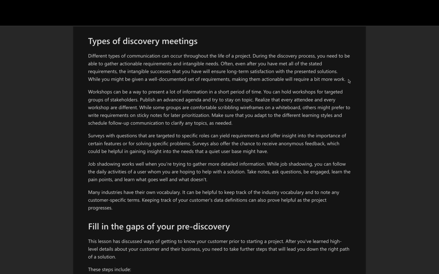Surveys with questions that are targeted to specific roles can yield requirements and offer insight into the importance of certain features or for solving specific problems. Surveys also offer the chance to receive anonymous feedback, which could be helpful in gaining insight into the needs that a quiet user base might have.